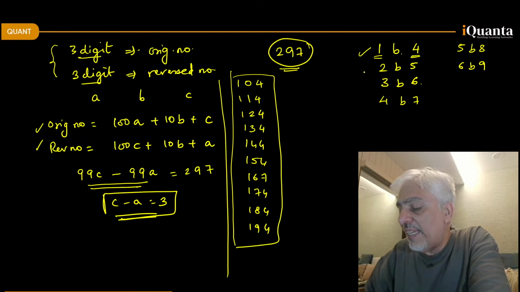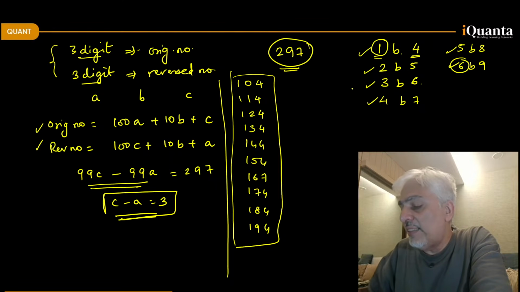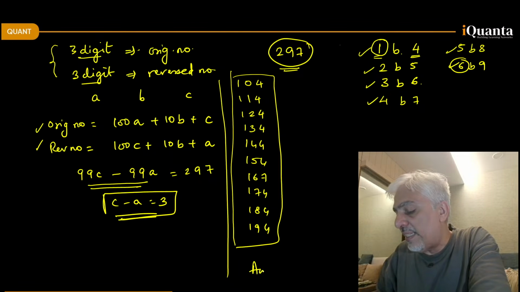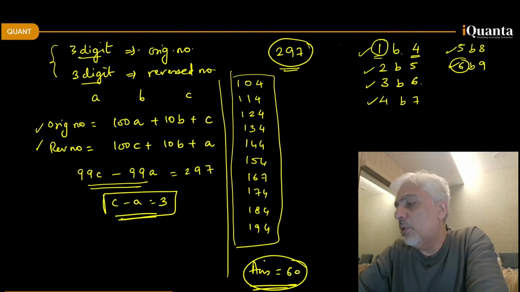But do we have 6 cases over here? We have only 6 cases over here. A can go from 1 till 6. So we have 6 cases, and every time there will be 10 cases. So 10 cases every time. So the answer will be 60. Okay, everybody got that?